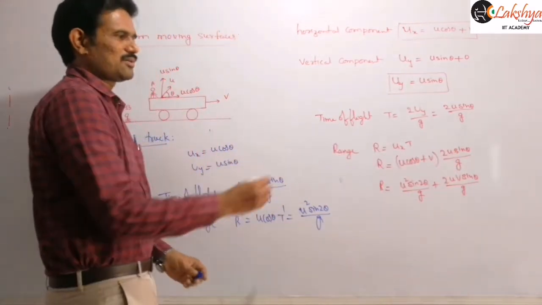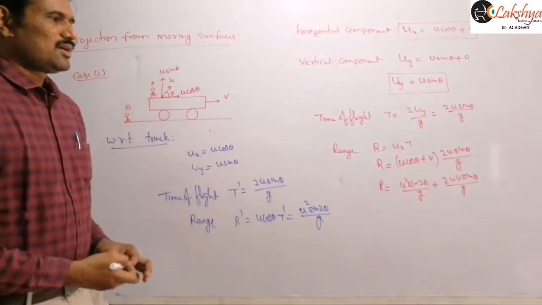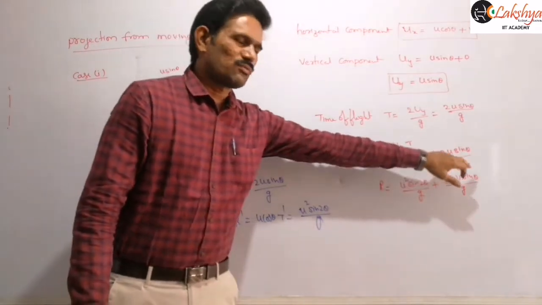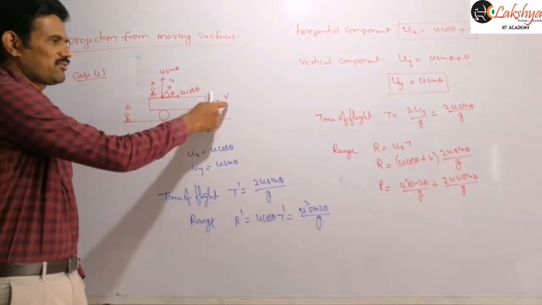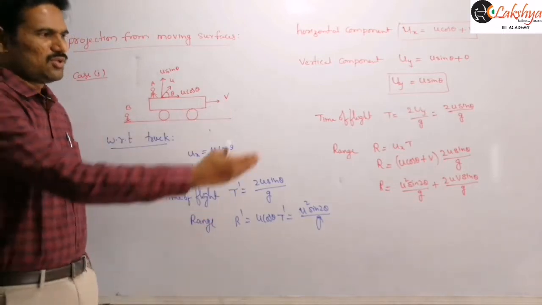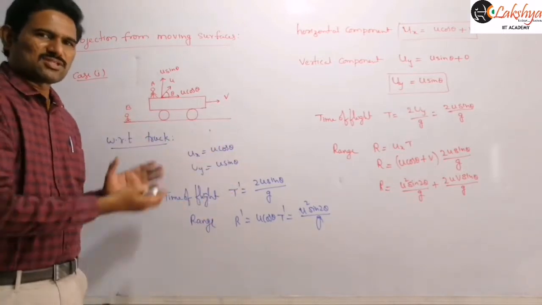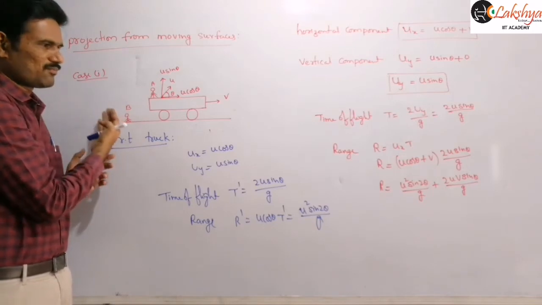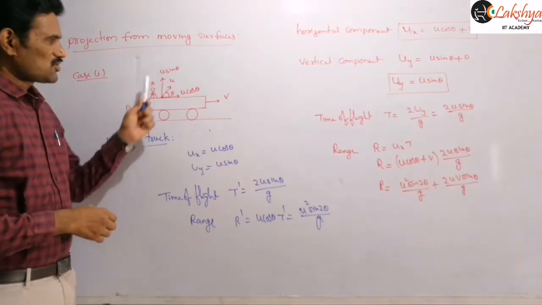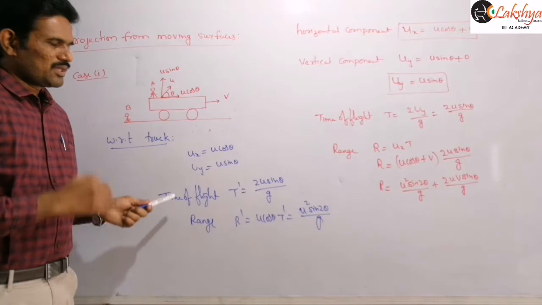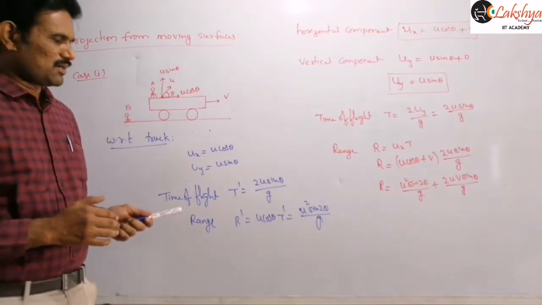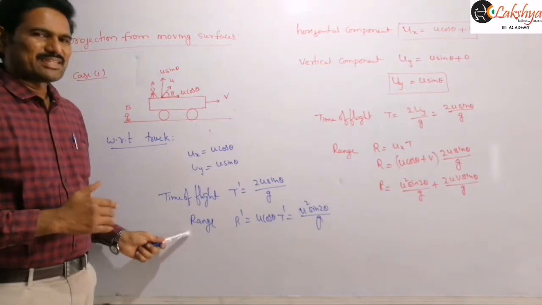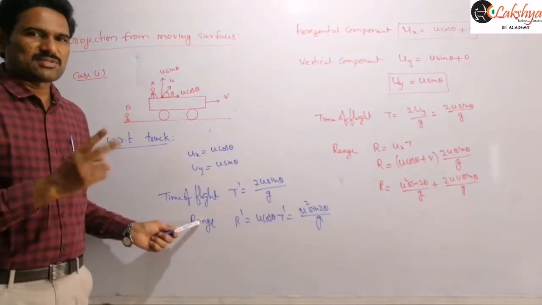That term is nothing but the distance traveled due to the velocity of the truck. By inertia, the body is already having this velocity v with respect to the ground, so it travels an additional distance when you are solving with respect to the ground. When you are solving with respect to this observer, it follows a parabolic path only, but the range will be different. The time of flight will be the same in both cases.